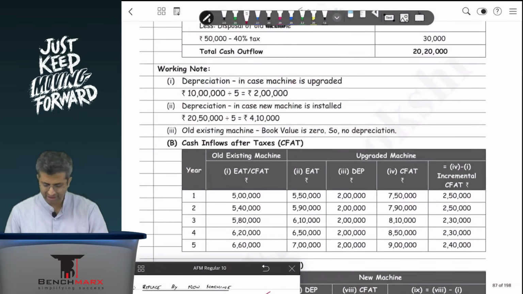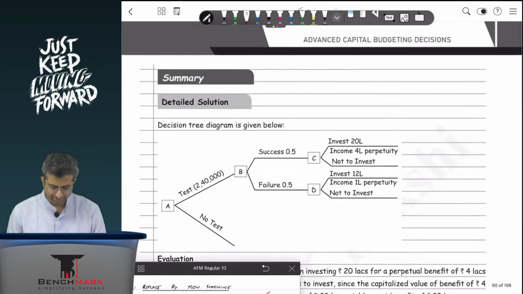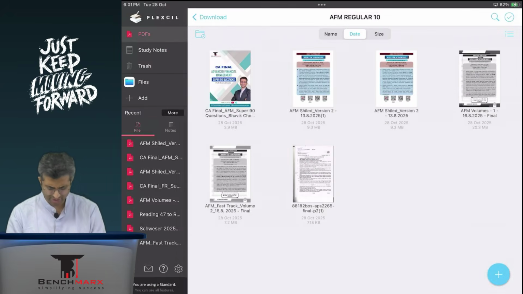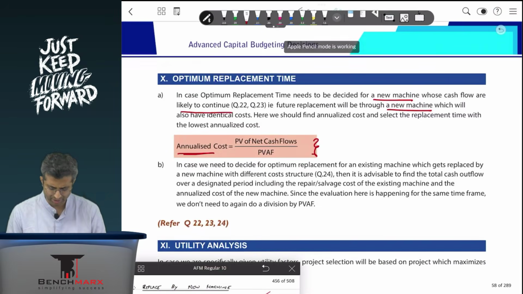They have done this using incremental analysis, which is a little confusing. I would prefer to solve each of these options separately, which makes it a lot easier and manageable. Okay, and then you have this last question, but before that we'll discuss the other concepts which are there.